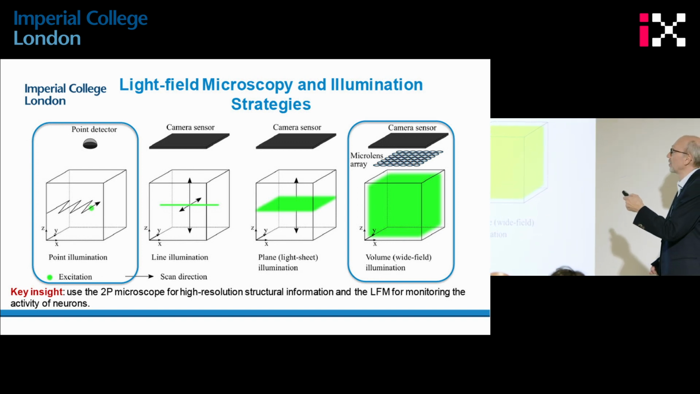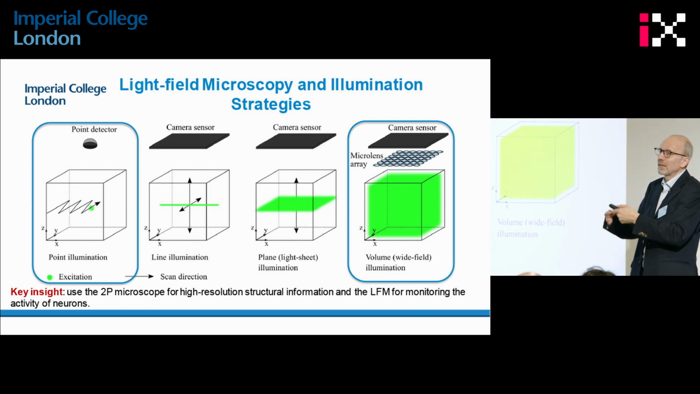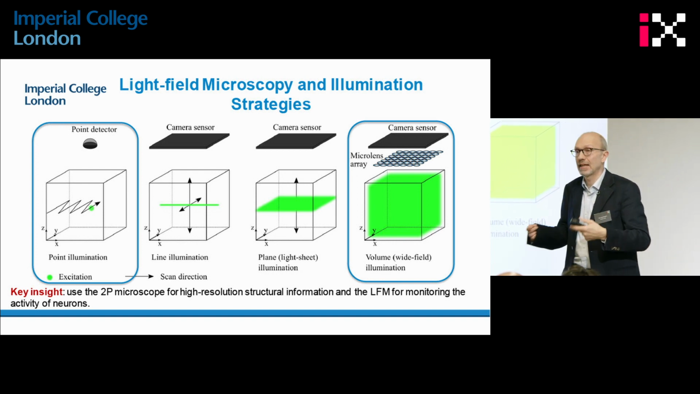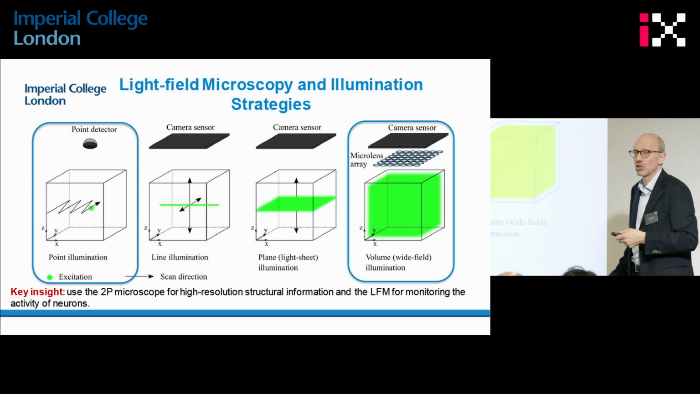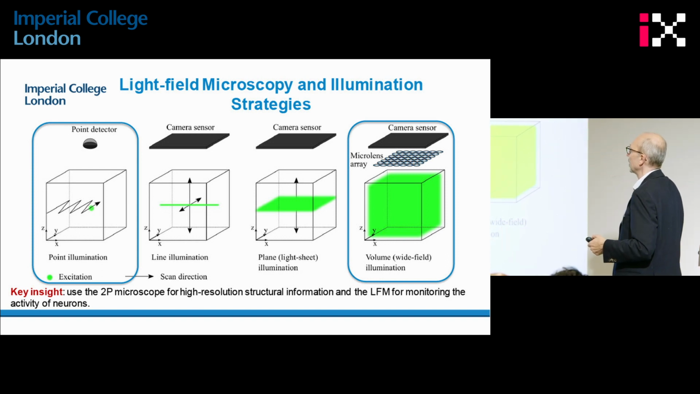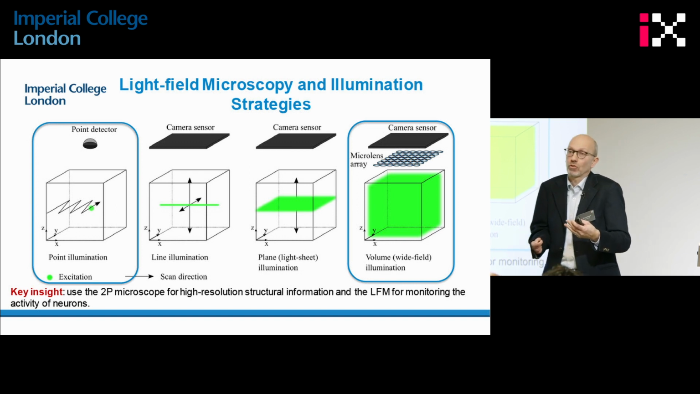First of all, to get that, you need to trade resolution. You lose a bit of XY resolution to gain a little bit of resolution in Z. The other problem is that you suffer from scattering much more than before. To compensate for that, we put together these two microscopes. So we created a kind of multimodal microscope.